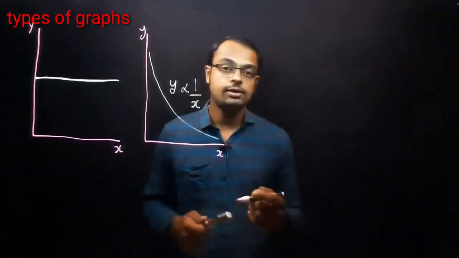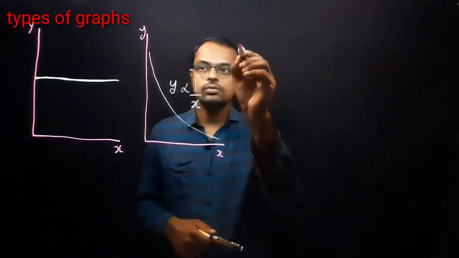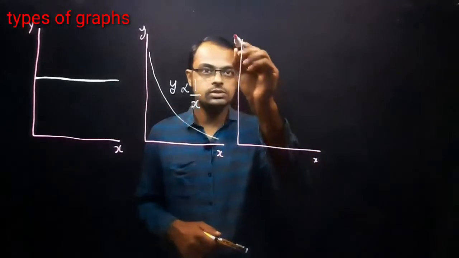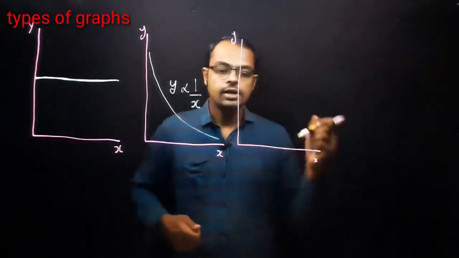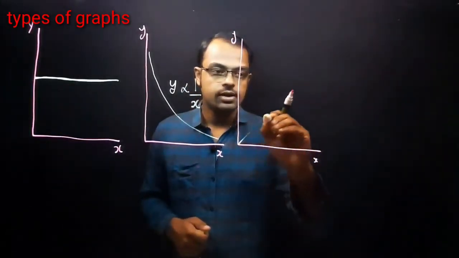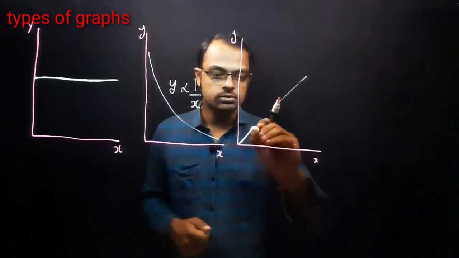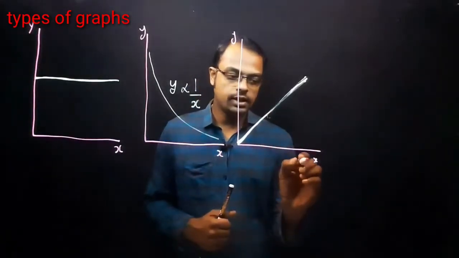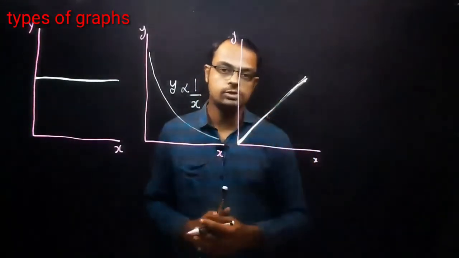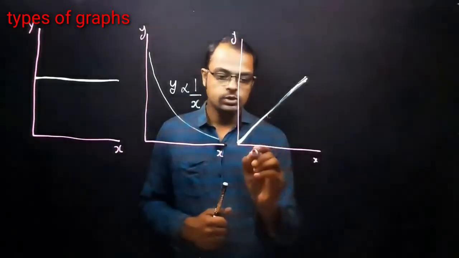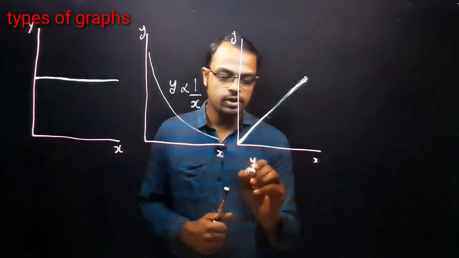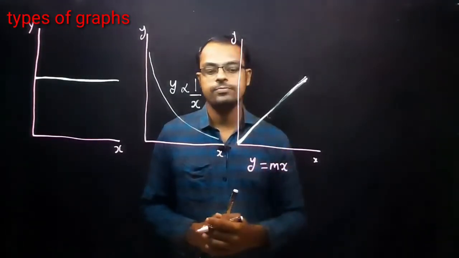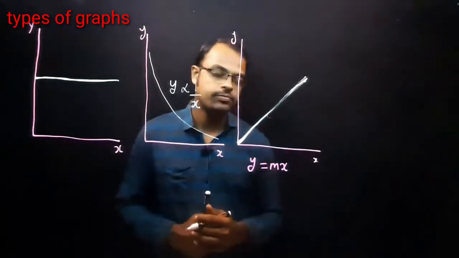Now let's discuss the other type of graph. Once again, drawing the x-axis and y-axis. If the graph is a straight line passing through the origin, what is the relation between x and y here? You can see x increases, y also correspondingly increases. So the general equation for this type of graph is y = mx.